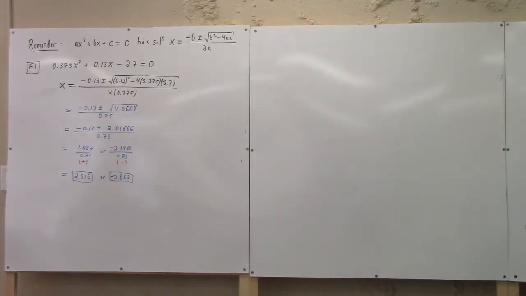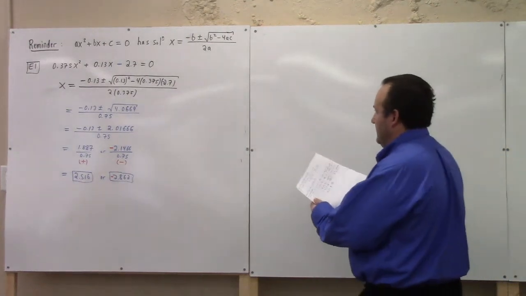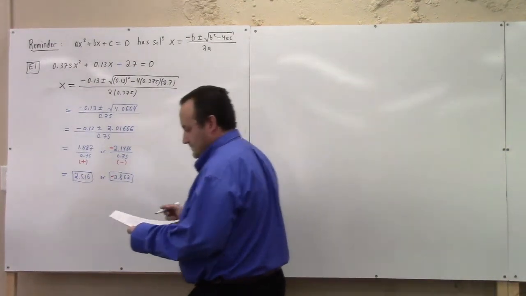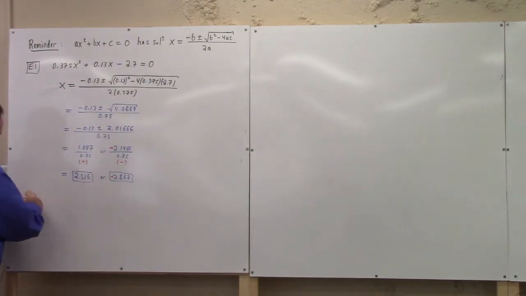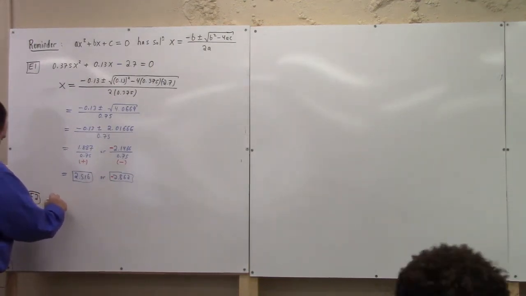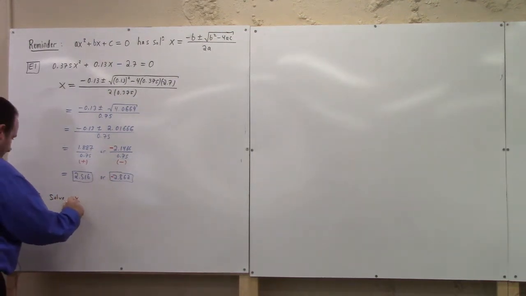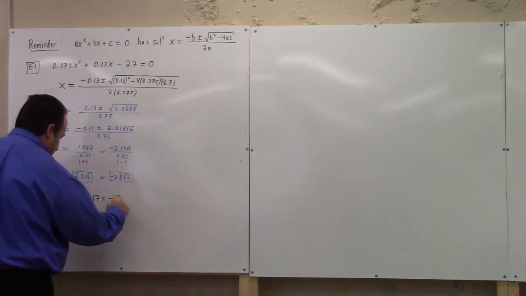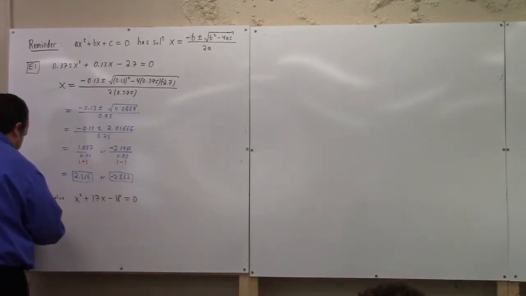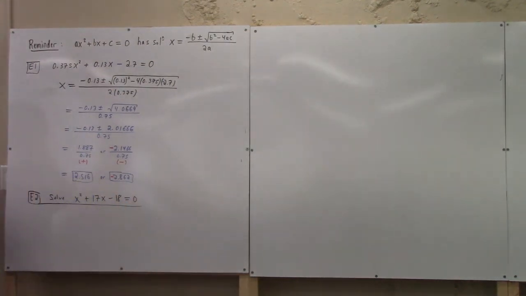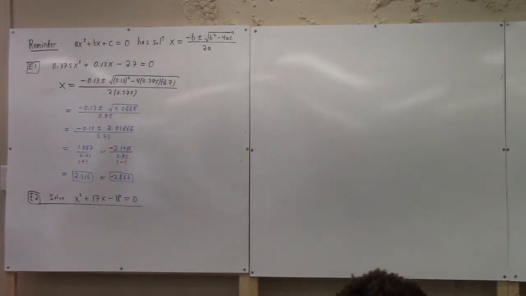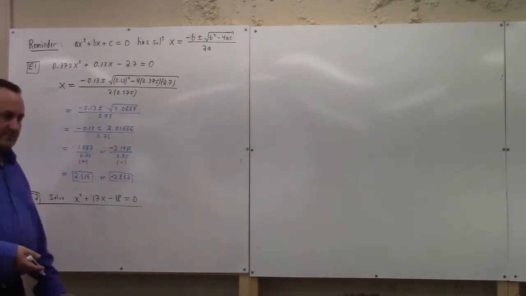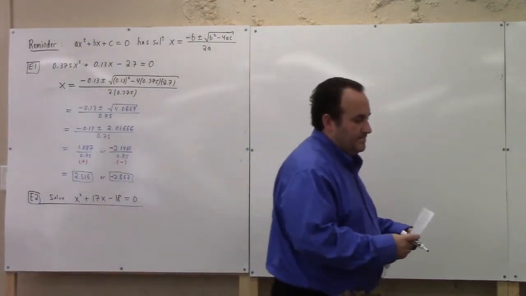All right, let's work another example. This one should be a little bit easier. Example 2. Let's solve x squared plus 17x minus 18 equals 0. So I'm going to give you guys a minute. You should be able to solve this, all right? Try to solve it yourself. I'll give you a little bit of time.